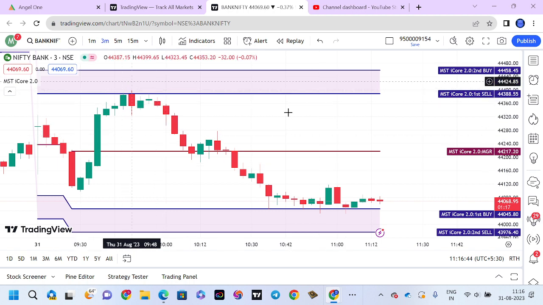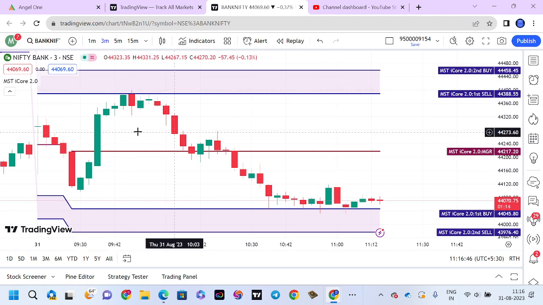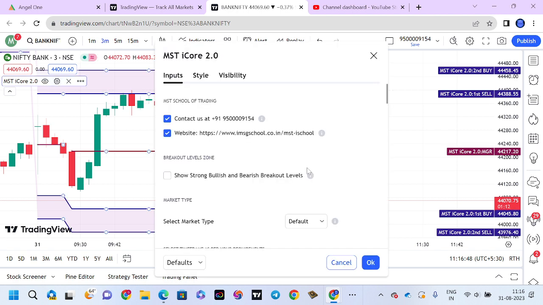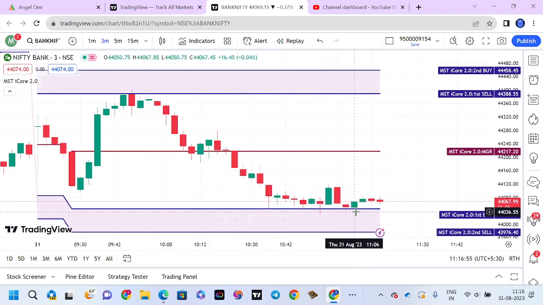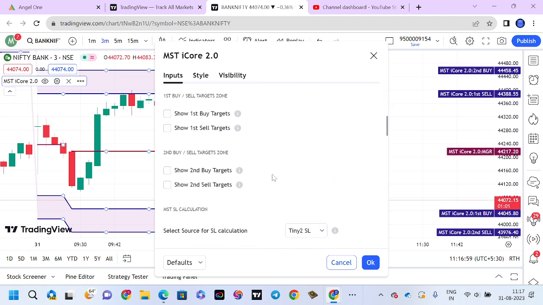If buy is activated, don't go for sell. If sell is activated, don't go for buy. That's all. Now sell is activated, so we have to enable the sell target and remove the first buy and first sell, first buy and second sell. And it has given exactly the first target, it has achieved. Wait, I'll show you. In buy also we got the target hit, in sell also we got the target hit.